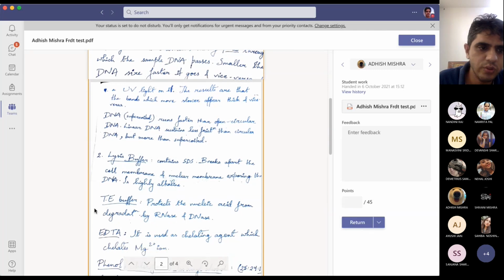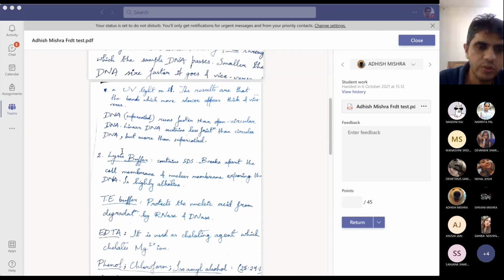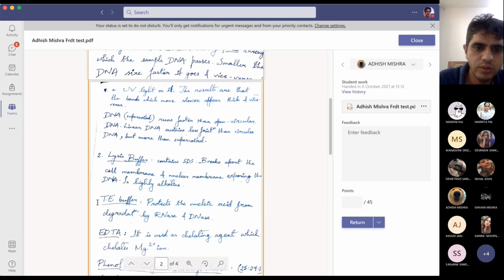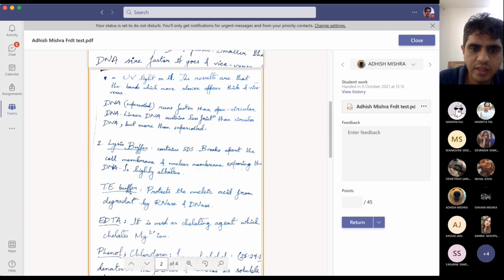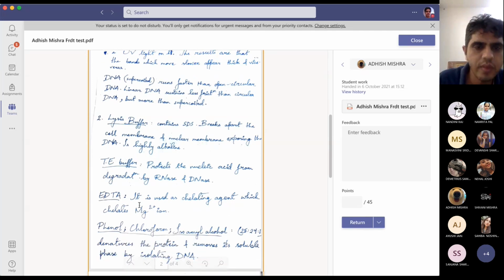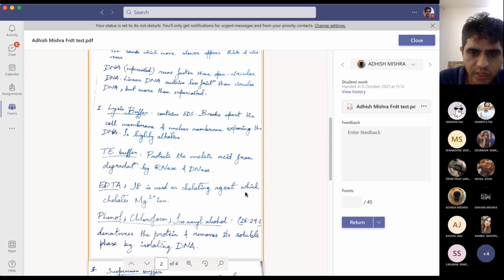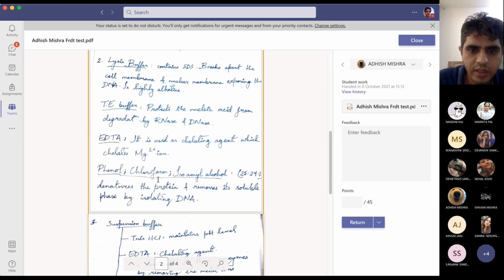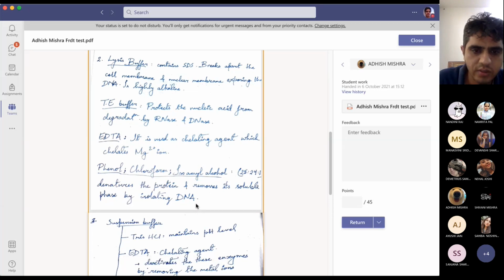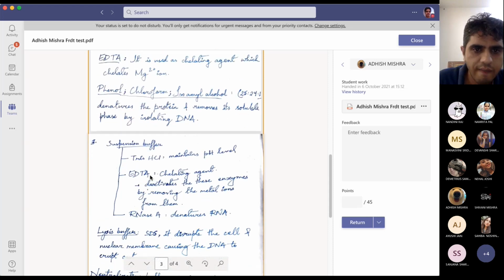Then come to question number 2. Question number 2 is: describe the role of different reagents used in DNA extraction. Lysis buffer contains SDS, which breaks apart the cell membrane, it's fine, right? Then the TE buffer protects the nucleic acid from degradation by RNases and DNases. It's not quite that. EDTA is used as a chelating agent which chelates magnesium ions, that's fine. Phenol chloroform isoamyl alcohol denatures protein and removes the soluble phase. Okay, this is also fine.